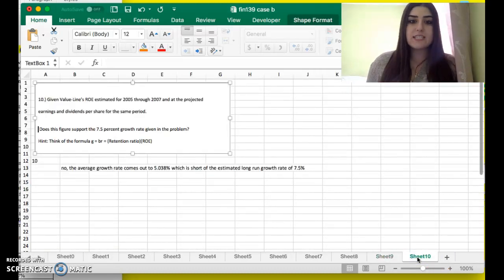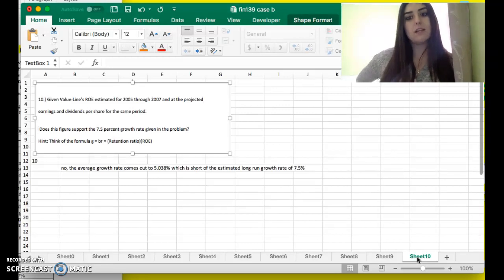And the final question is asking, if this figure supports the 7.5% growth rate, my answer for that would be no, it does not support it because the average growth rate does come out to about 5%, which is pretty short of the estimated long-run growth rate of 7.5%.